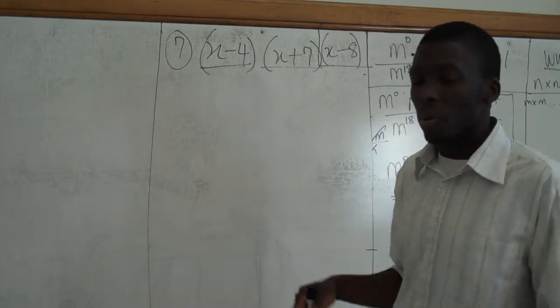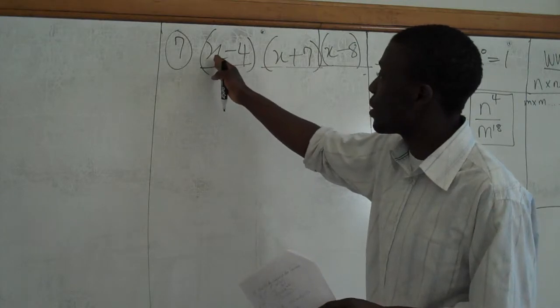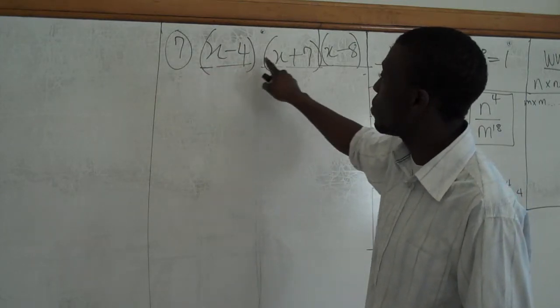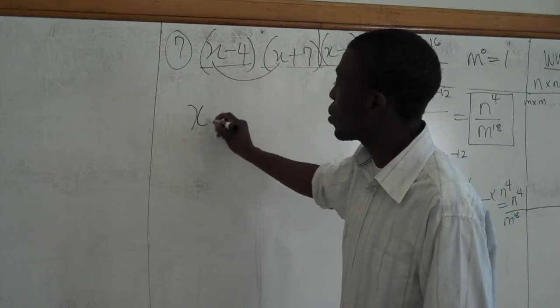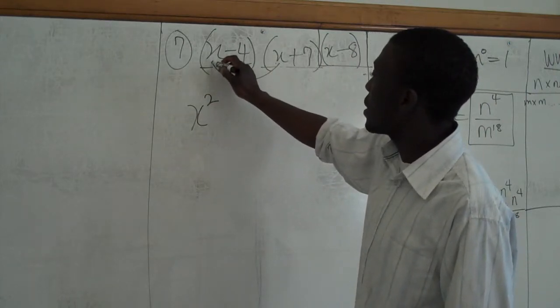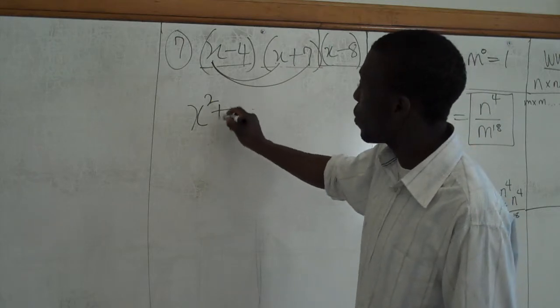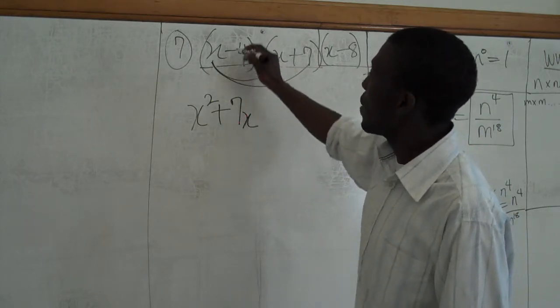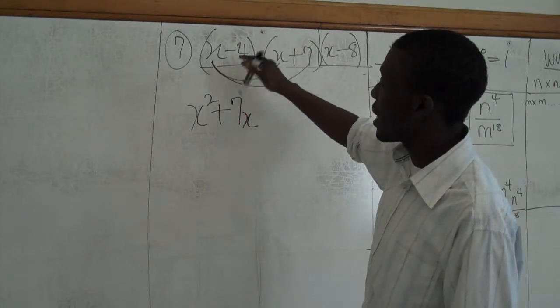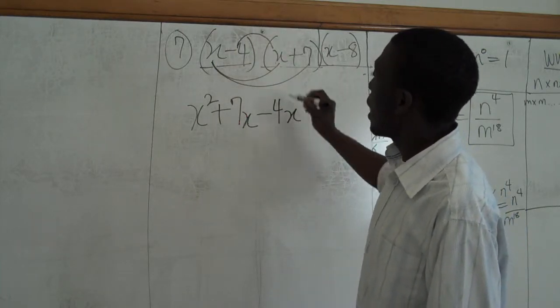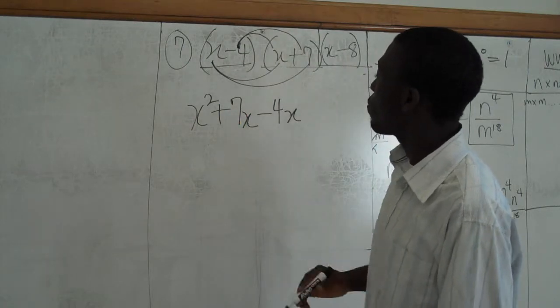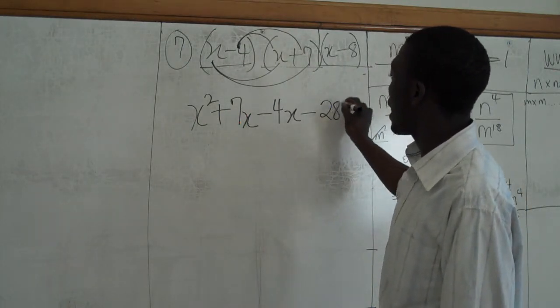When you see such a problem, first multiply the first terms in the expressions. So x will multiply x to give you x squared. And then this same x will multiply plus 7 to give you plus 7x. And then minus 4, now move on to the next term. Minus 4 times x will give you minus 4x. And minus 4 times plus 7 will give you minus 28.